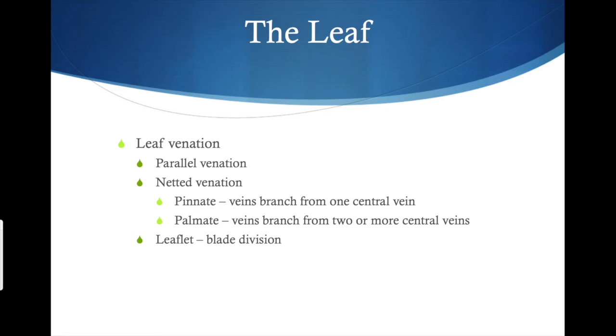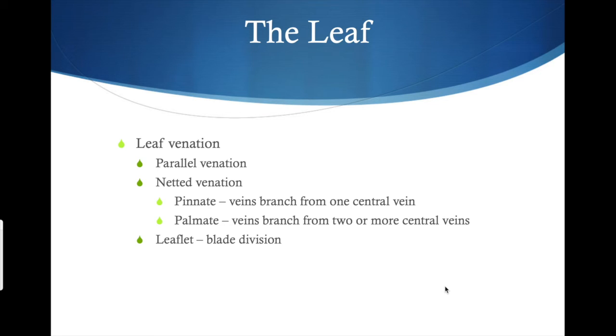Leaf venation, meaning the veins, they can either be parallel or netted, right? And netted venation have many very different, well, parallels do too, but mainly the netted ones have much more different shapes that they can take. And these are just two very simple shapes that I have right here, and you'll see a bunch of them as we move forward. Pinnate, the veins branch from one central vein, whereas palmate, veins branch from two or more central veins.